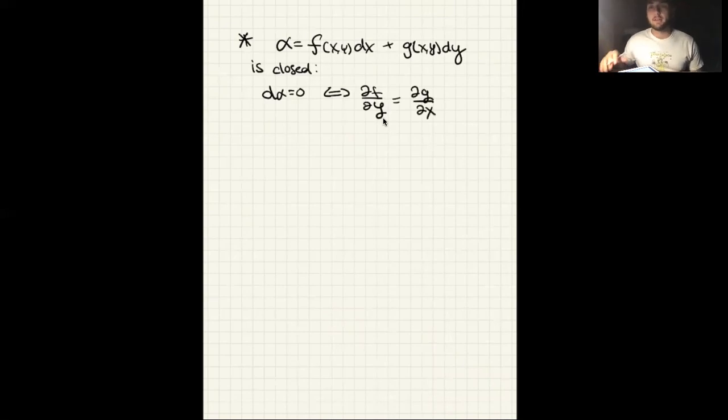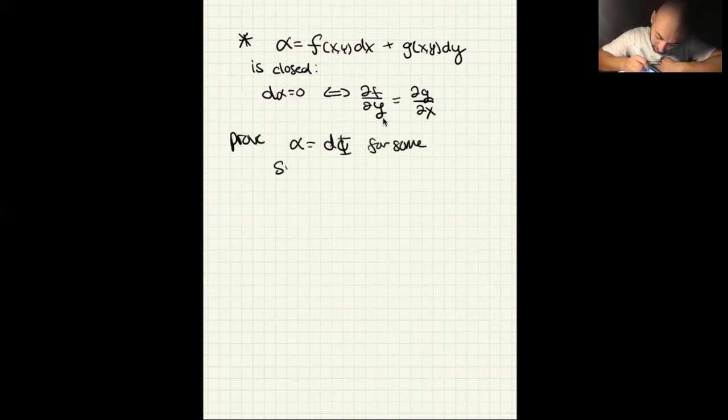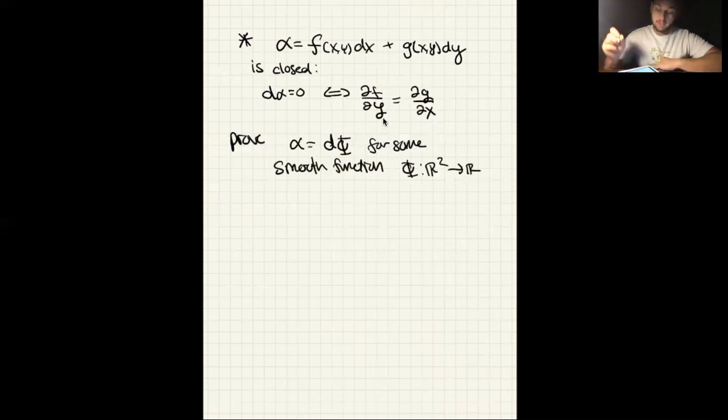Okay, and there are similar results if you're working in the three-dimensional case. But we're just in the closed case, and the goal is to prove alpha is d phi for some smooth function phi as a map from R2 to R. So this is proving that if it's closed, then it's exact in the plane. It's very important that we're working on the plane and not a punctured plane or anything like that.